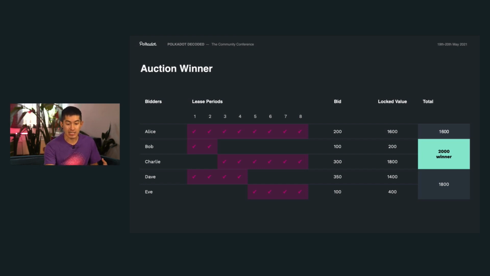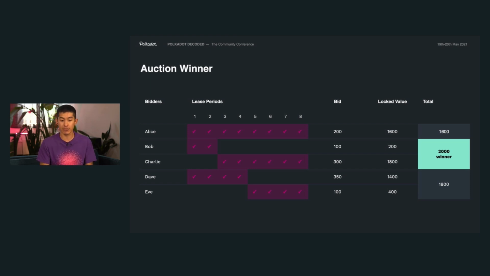So you can see if Alice is bidding for 8 lease periods and is willing to lock up 200 DOT, those 200 DOT will be locked up for a full 8 lease periods. So the locked value is 200 times 8, 1600 DOT in locked value. Again, Bob, only with 100 DOT for 2 lease periods, only has 200 DOT in locked value. On top of that, we actually pair bidders with each other so that we can fully saturate the lease periods.